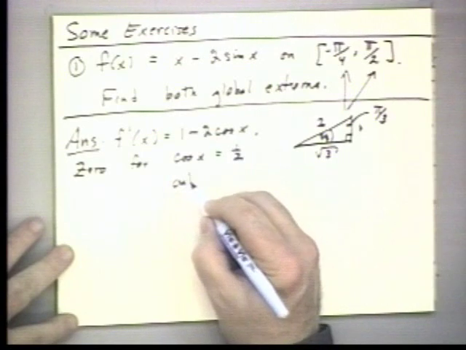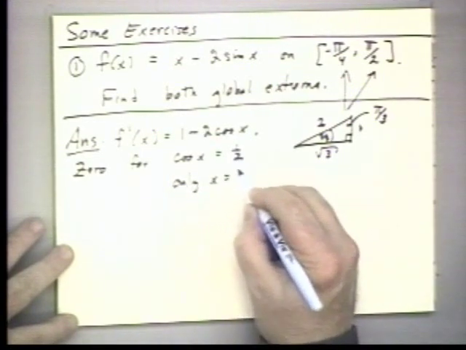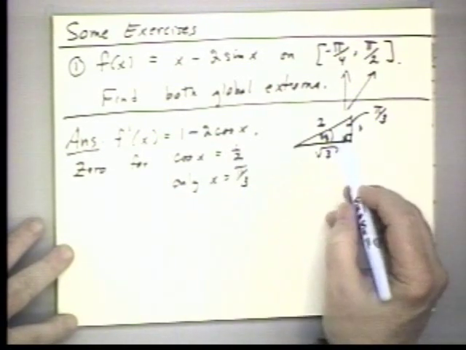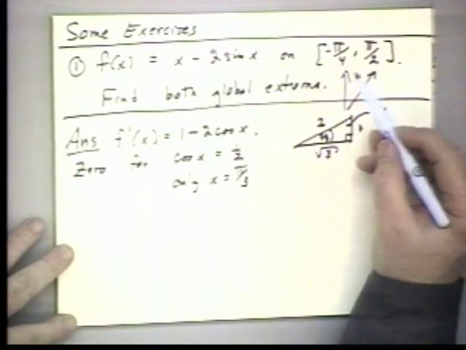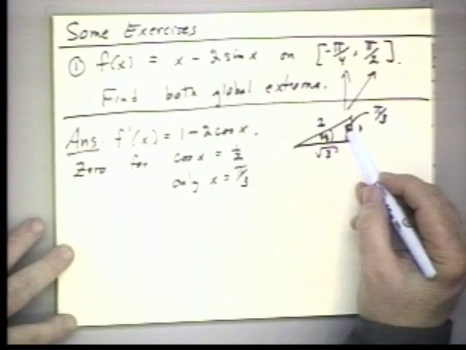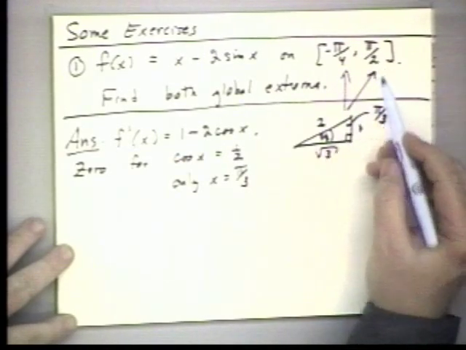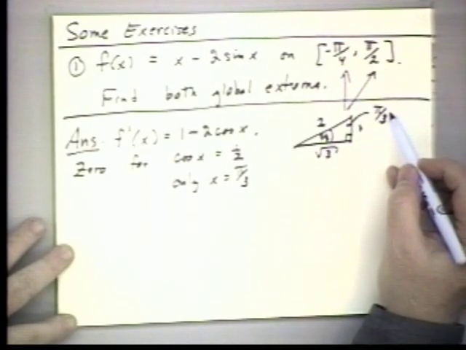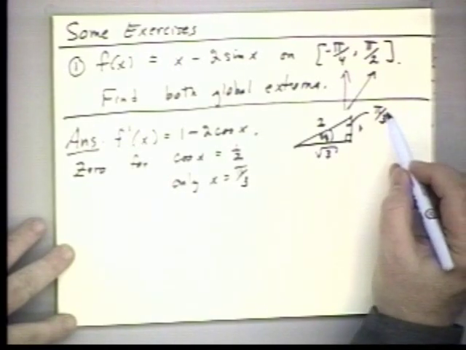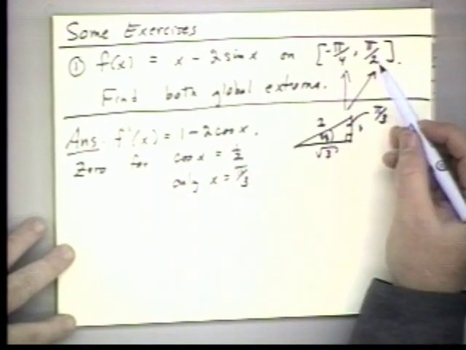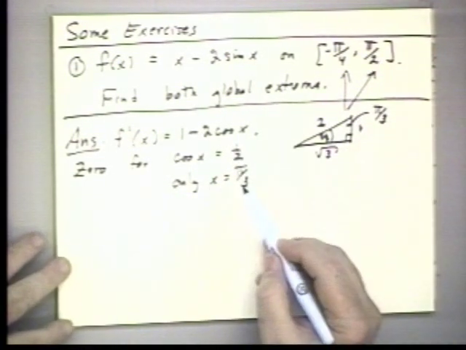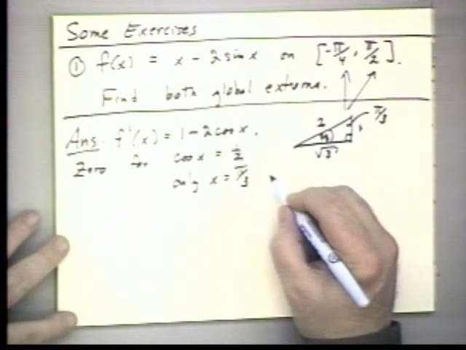So this will only happen for x equal pi over 3, and I say it's only for pi over 3 because we're restricted to this interval. And in this interval, pi over 3 is the only angle that will fit in there. If you take pi over 3 and add and subtract a 2 pi, you can get other values where the cosine is equal to 1/2, but those would be outside this interval. So only x equal pi over 3 here.